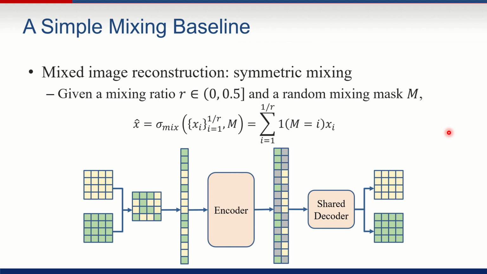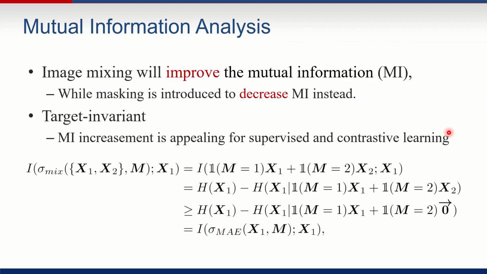Although simple, we find that this mixing baseline will instead ease the reconstruction task, by conducting a mutual information analysis. Specifically, we can prove that the mutual information between the mixed input here and the reconstruction target x1 here is actually no smaller than the mutual information between the MAE input, the masked input, and the reconstruction target x1.